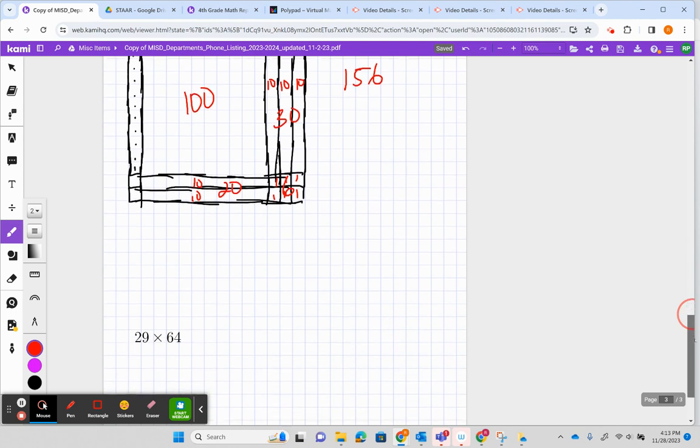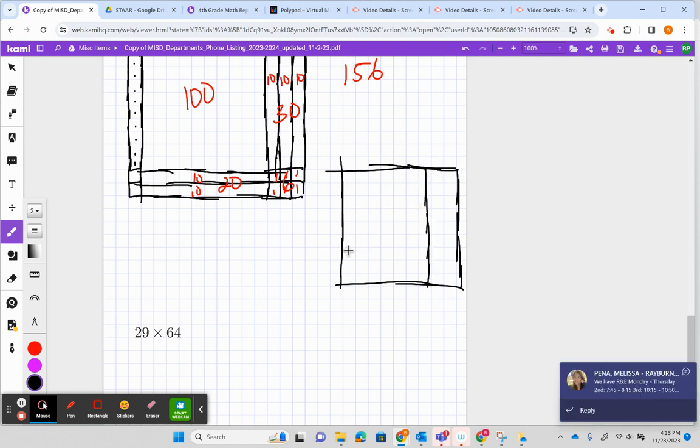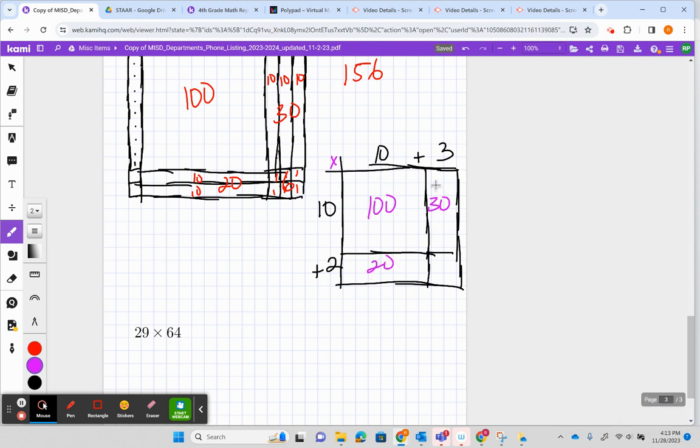That's your pictorial process. And then your abstract will look something like this. This will be 10 plus 2, 10 plus 3, and then 10 times 10 is 100, 10 times 3 is 30, 10 times 2 is 20, and we got our 6 right here, and then again we get the same answer of 156.